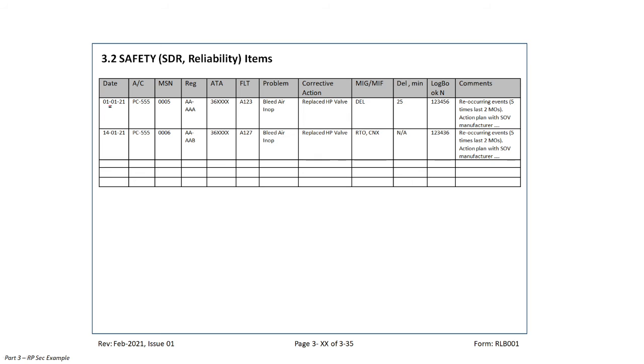Again, very quick, very simple. Date January 1st, 21. Aircraft model, MSN number 05, registration 88, whatever, 36, whatever. Flight number 123, problem bleed air in knob, corrective action, replaced high pressure valve. Mission interruption ground, mission interruption flight, we had delay in minutes 25. This is the logbook number, whatever number it is, and some comments here. Reoccurring events 5 times last 2 months.